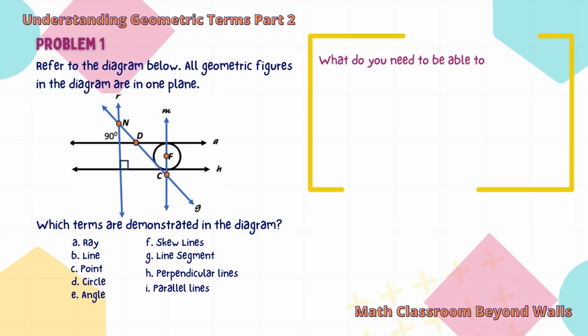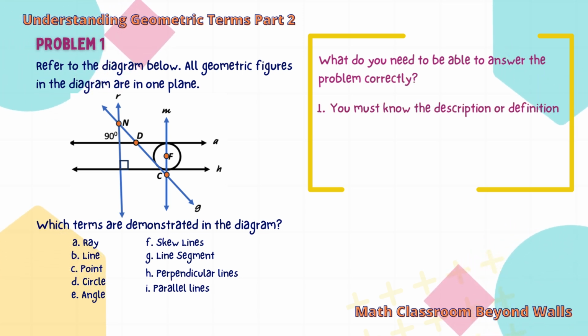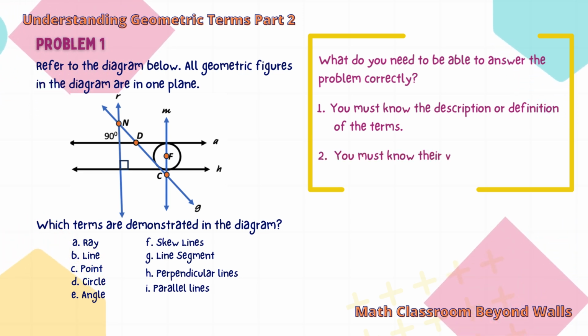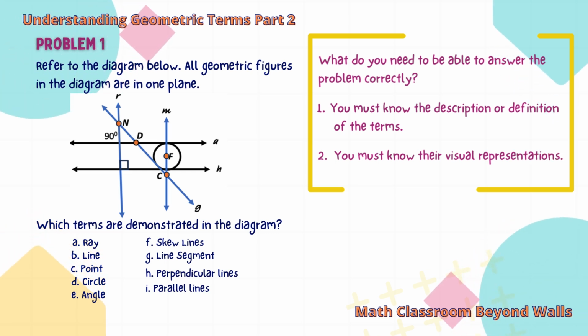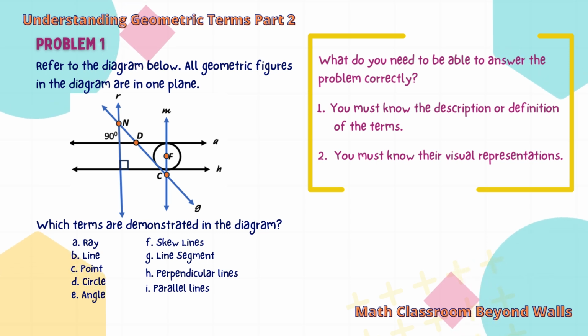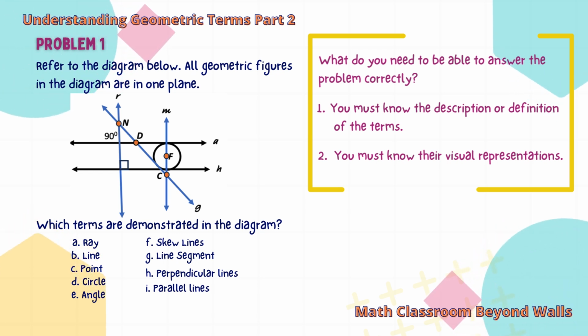What do we need to be able to answer this correctly? First, we should know the descriptions or definitions of the terms. And second, we must know their visual representations. All of this are in part 1 of this lesson. So, we will look at this option, recall the description or definition, and visualize its representation. Then we will look for it in the diagram. You must remember that all the figures in the diagram are in one plane. That is given in the problem.